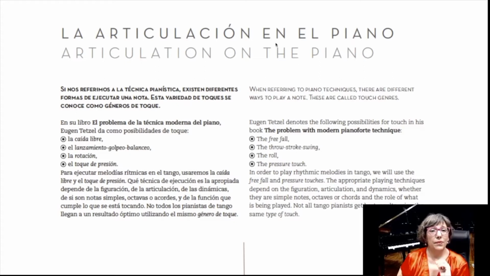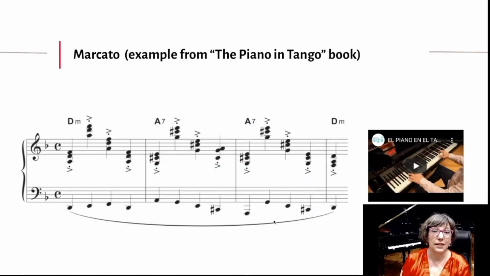I am saying this because, for example, for the articulation on the piano, it's very important that we use several techniques like the free fall, the throw stroke, the swing, the roll, and the pressure touch. In rhythmic melodies, we use free fall and pressure touches. We will be seeing this in the next examples.